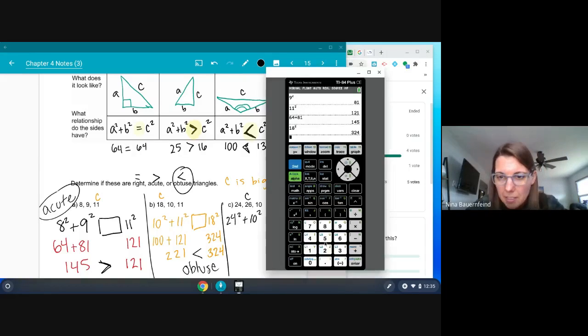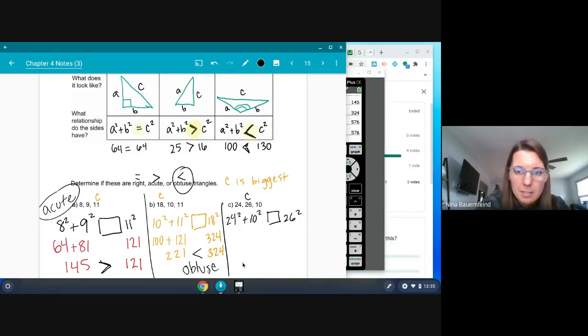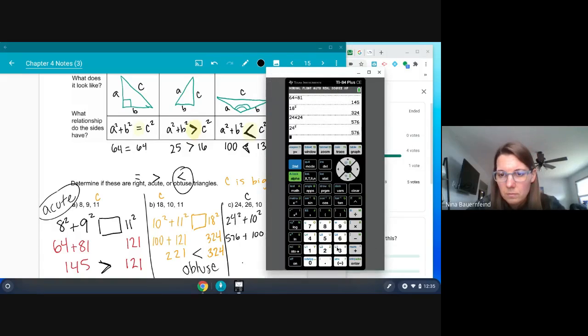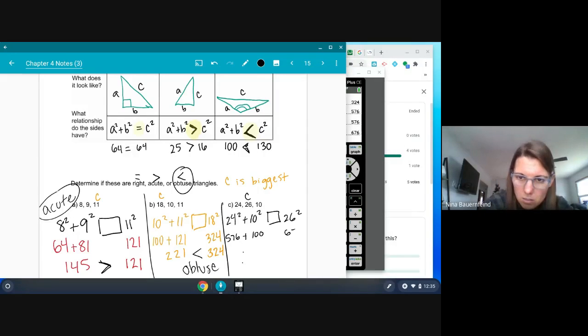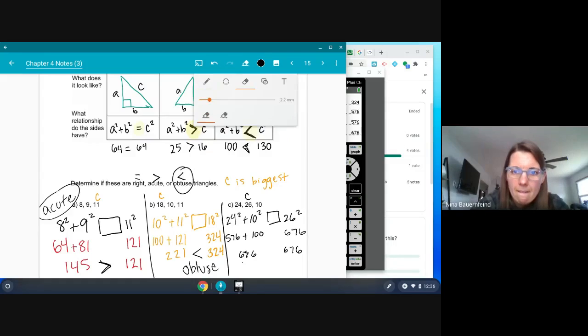So when we calculate this, we need to do 24 times 24 or 24 squared, either one. So this is 576. 10 squared is 100. 26 squared is 676. Over here, 576 plus 100 is 676. Sorry, that was really messy.